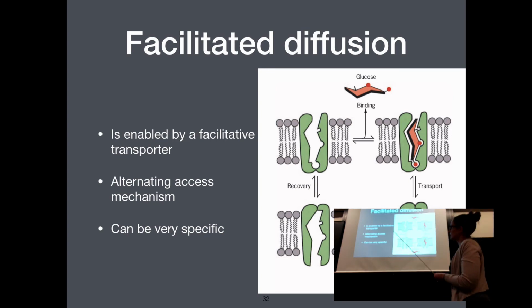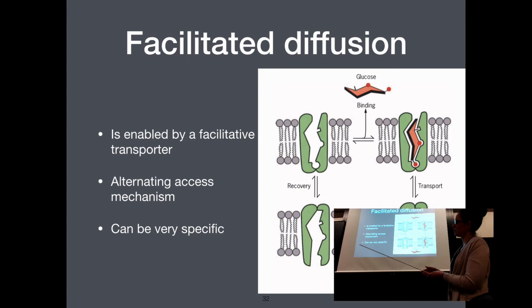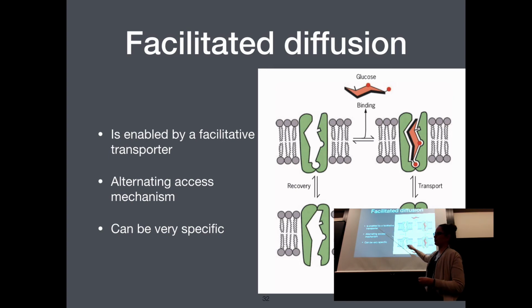And this is done contrary to previously, where I was just talking about how the channels allow the ions to go through without really a conformational change. So basically it was a hole. Once the channel is open, it just transports ions all the time. Glucose is enabled by a facilitative transporter.